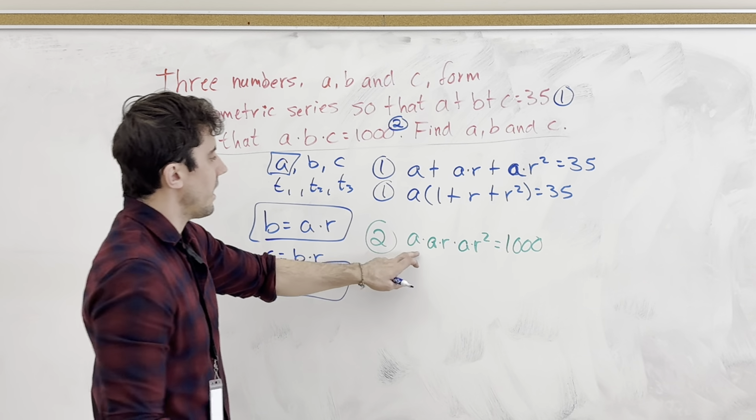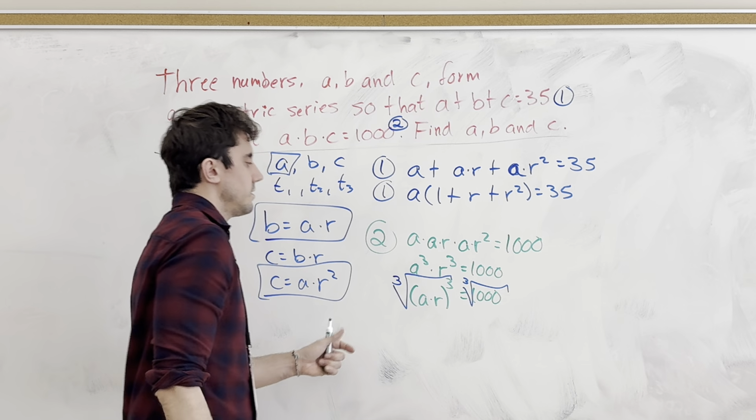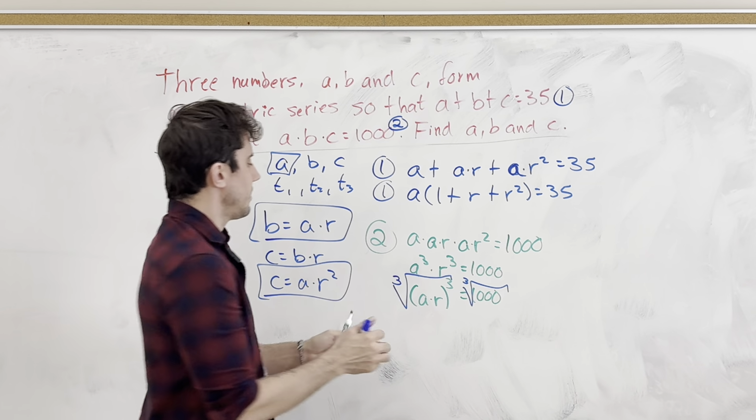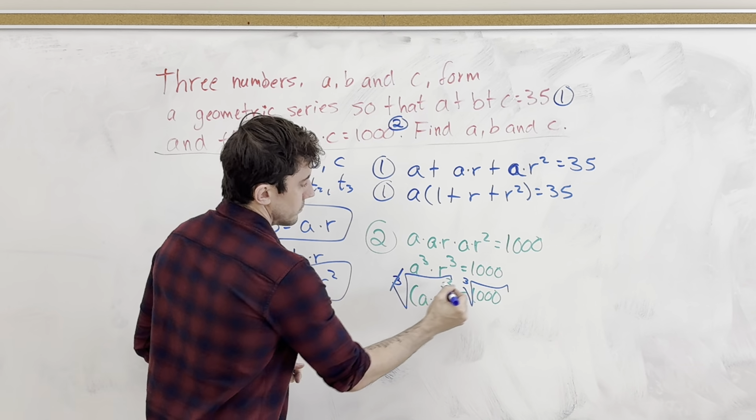Using exponent laws, we can write the left-hand side, A cubed times R cubed, as A times R, all cubed, is equal to 1,000. Now, it would be nice to have A times R by itself. So, to cancel out the cube, we can take the cube root of both sides, to be algebraically sound. The cube root cancels out the cube, and so we have A times R is equal to the cube root of 1,000, and that is 10.